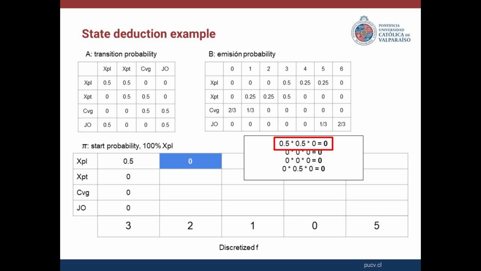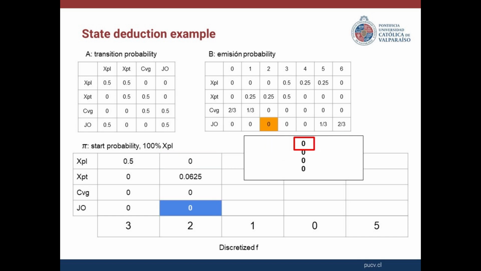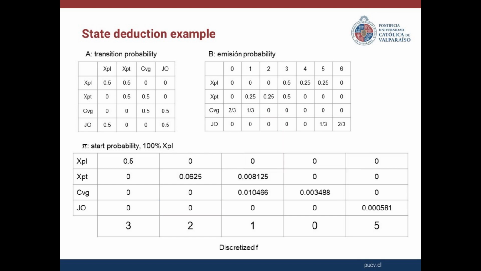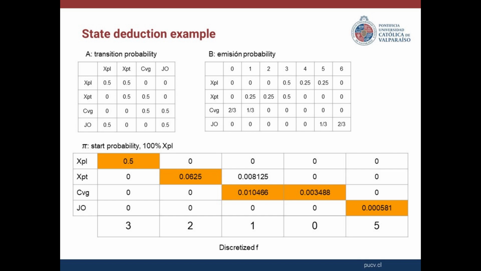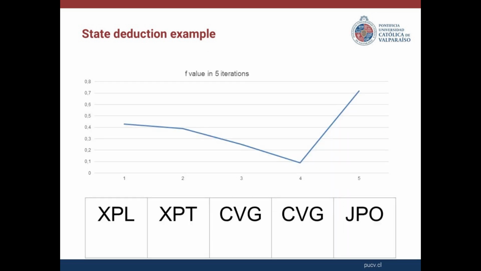Then we will choose the highest percentage for the current state and continue with the next one. Finally, we will select the state with the highest weight for each observation, obtaining the most probable hidden states and solving task 2. The final score obtained represents the value of task 1. For the observations made, the states obtained in our example are exploration, exploitation, convergence, and jump out.